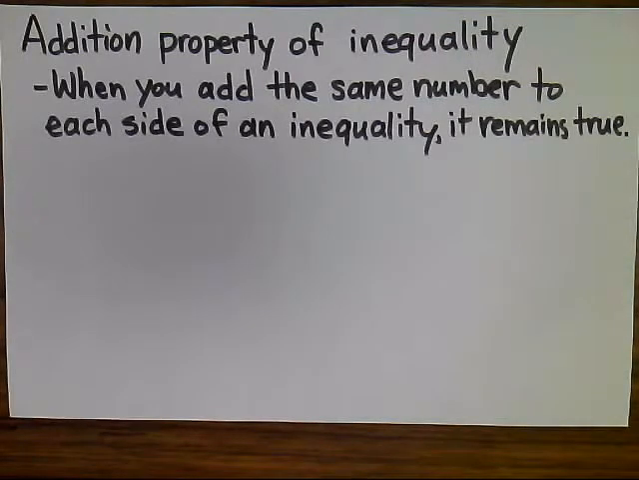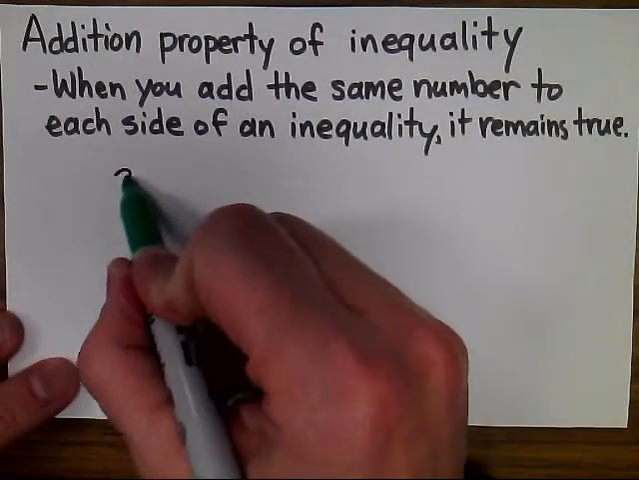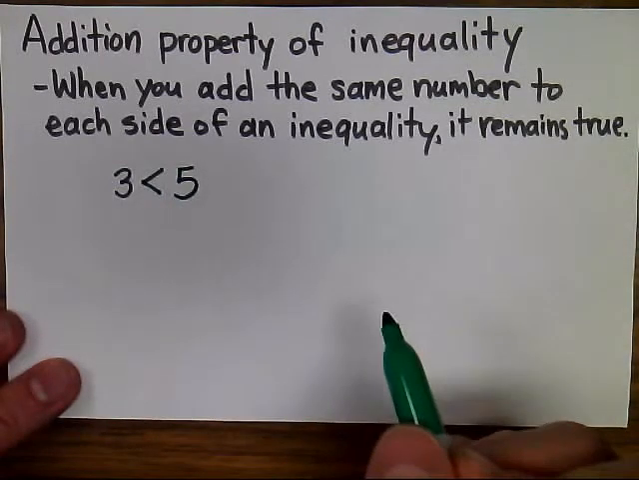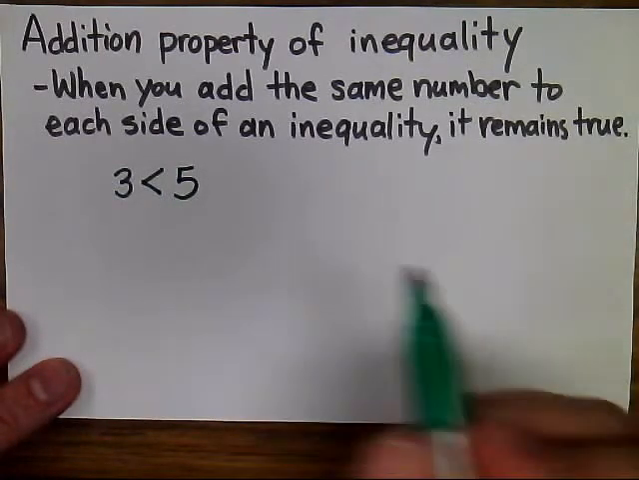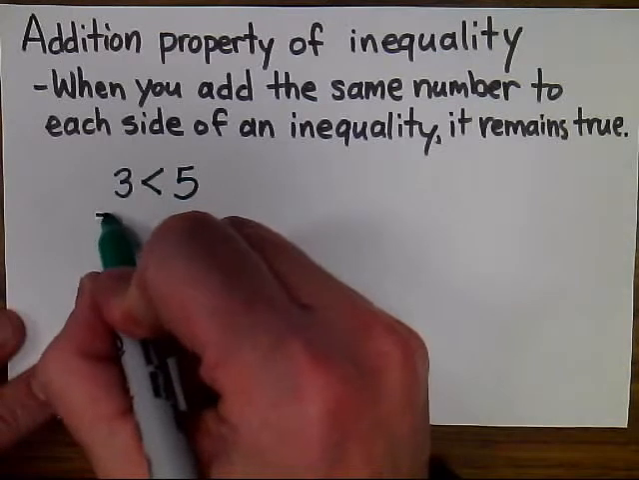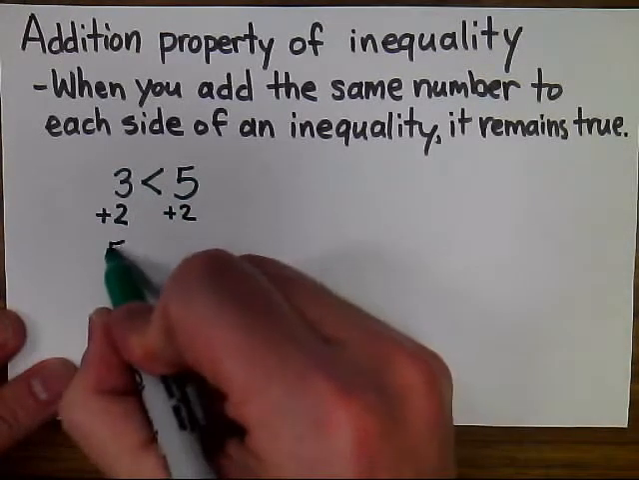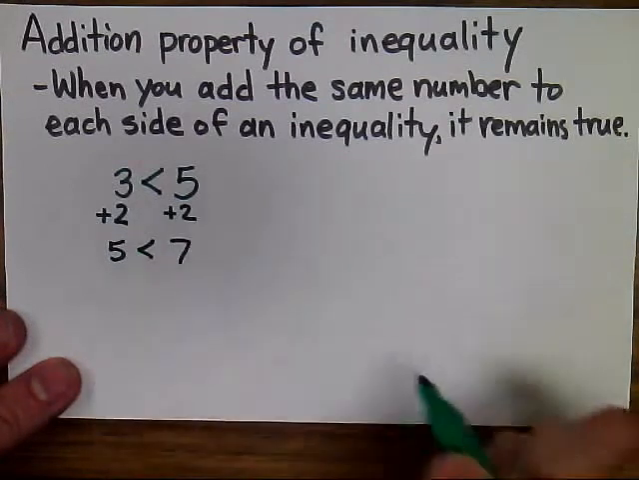And basically what it states is that when you add the same number to each side of an inequality, it remains true. So for example, if I had the inequality 3 is less than 5, we know that 3 is less than 5. If we were to add 2 to this side and add 2 to this side, we'd have a new inequality that would still be true.